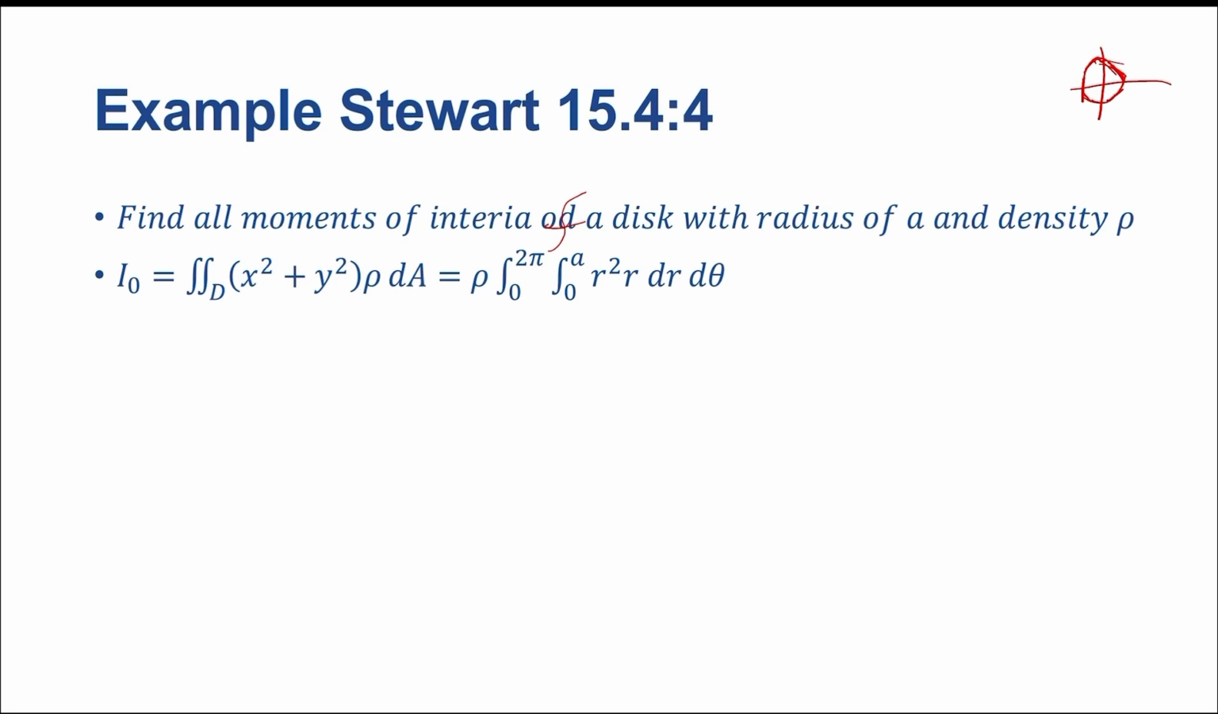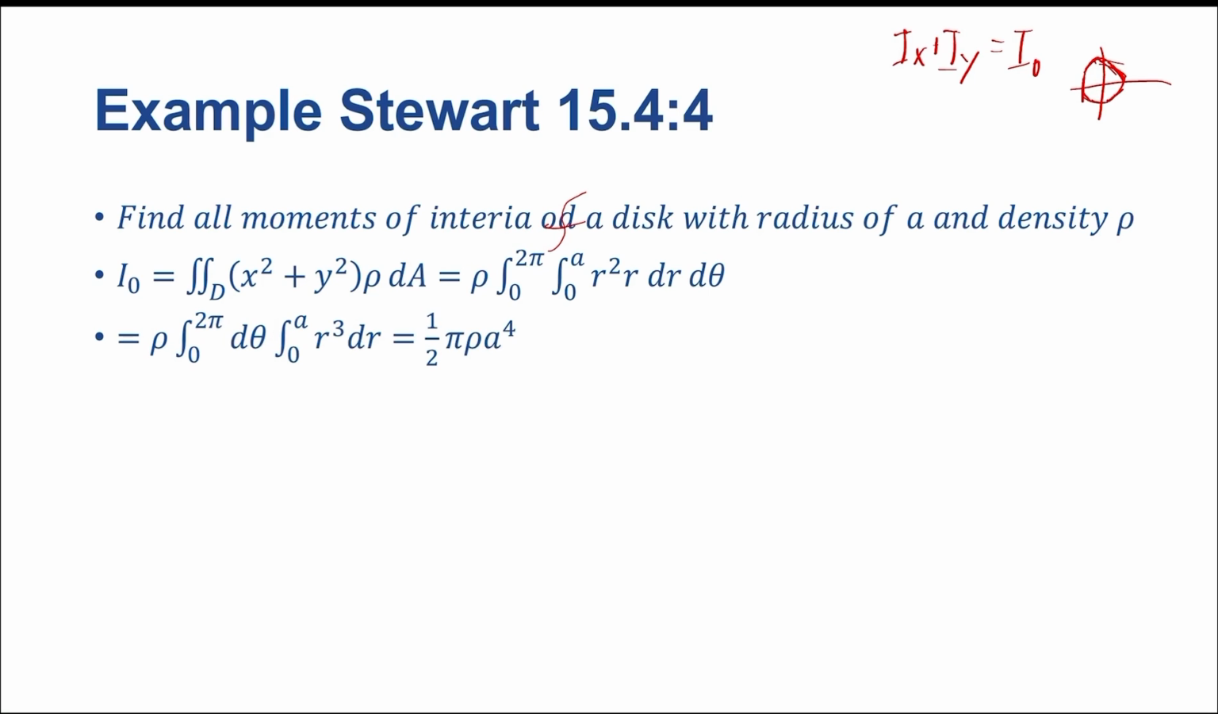Now, I should mention there's a property that says the x moment of inertia plus the y moment of inertia is equal to the polar moment of inertia. So if I take I naught, the double integral over the domain of x squared plus y squared times rho dA, then what I'm going to want to do is transition this to polar coordinates. We're obviously taking this over a circle. So we get rho, which we can bring out, times the integral from 0 to 2 pi, times the integral from 0 to a of r squared times r dr d theta, because x squared plus y squared goes to r squared.